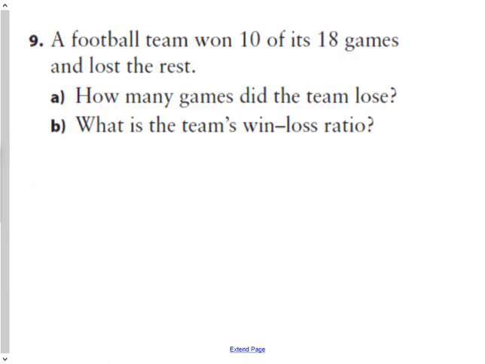Question 9. A football team won 10 of its 18 games and lost the rest. How many games did the team lose? Since it played 18 games and won 10, a simple calculation will tell us they must have lost 8 of those games. And what is the win-loss ratio? The win-loss ratio would be 10 wins to 8 losses. In lowest terms, for every 5 times they won, they lost 4.